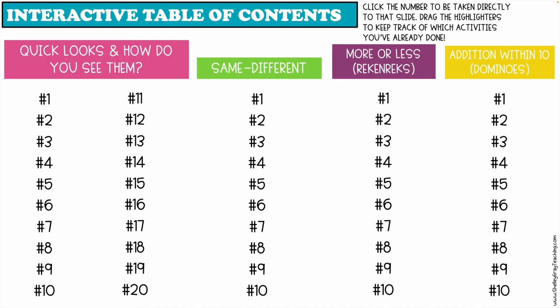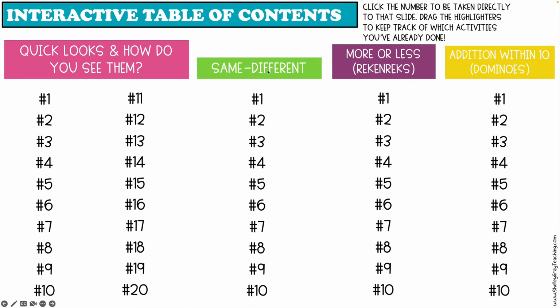So at the beginning of every resource, you're going to find a very interactive table of contents. You can actually click on each number under the headings and go to that exact slide. So it depends how you want to do this. You might want to start out with some quick looks. So in this specific resource that I'm showing you here, there's 20 different quick looks.